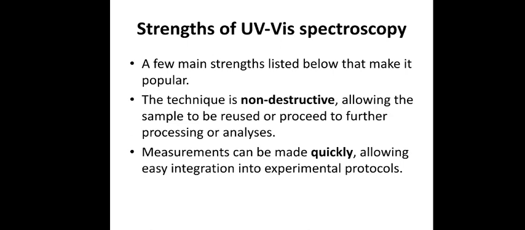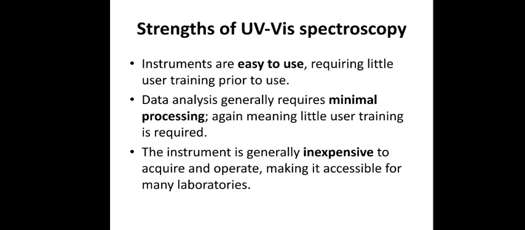Now, what are the strengths of UV-Vis spectroscopy? So, it is non-destructive. That means once a wavelength passes through the chemical, it won't destroy the nature of the sample. The same sample can then be used for further analysis. So, it is non-destructive, and measurements are done very quickly. So easily you can integrate the experimental protocols. It is non-destructive, it is quick, and it is easy to use.